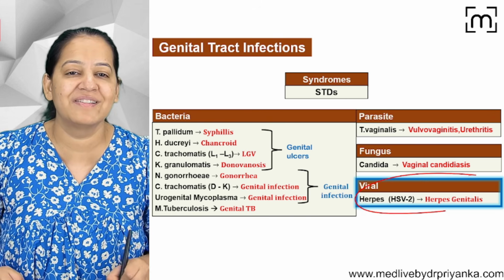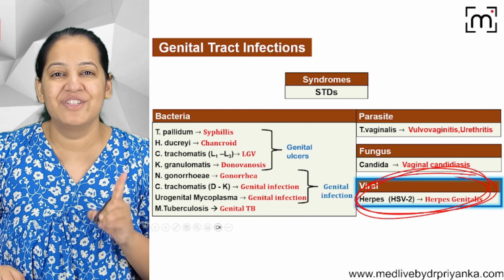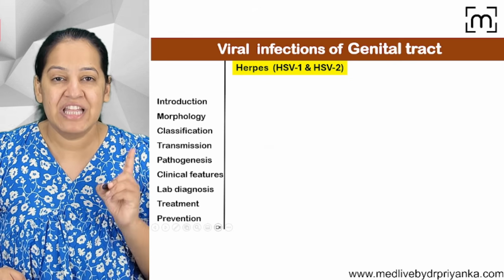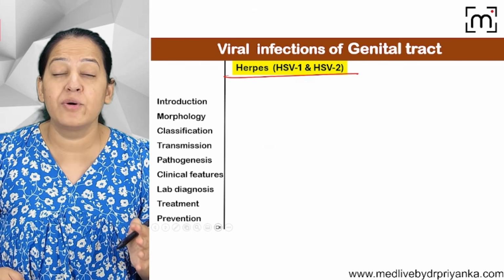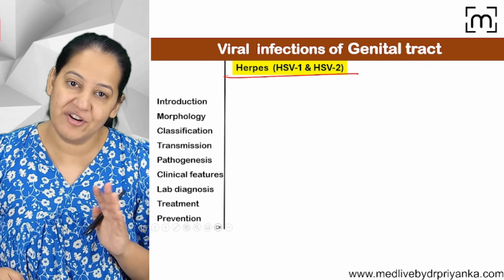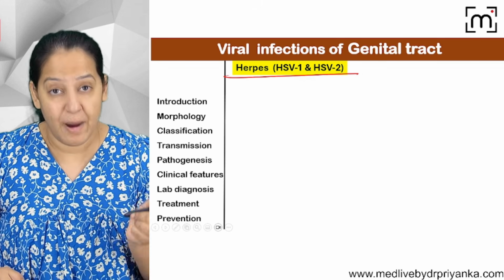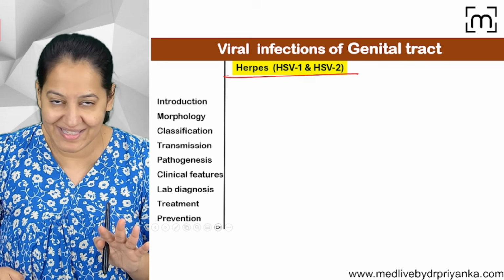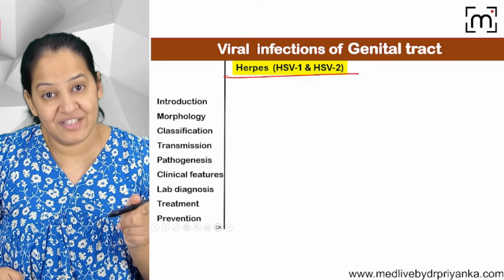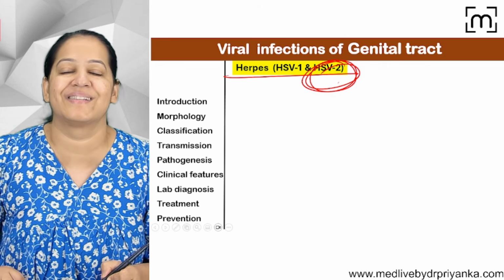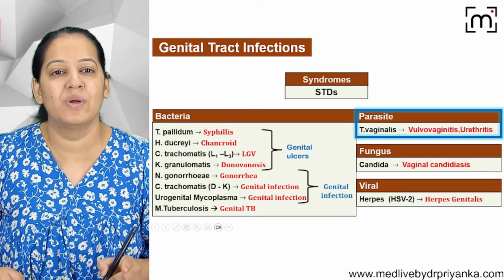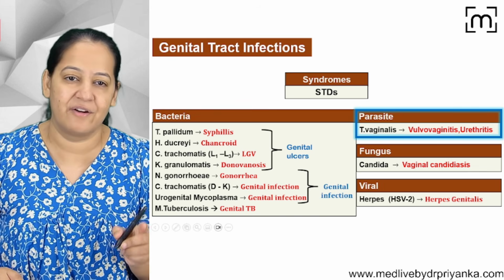Now, come to the virus. Can you appreciate the virus? We are having only one virus which causes genital tract infection. The name of the virus is herpes. It also causes genital ulcer. Not ulcer, it causes genital blisters. Okay, genital tract blisters. So that is herpes. Among the herpes, we have 8 types of herpes. I guess everyone knows. So among that, HSV1 and HSV2, most importantly, HSV2 we are going to discuss here. Herpes simplex virus 2.